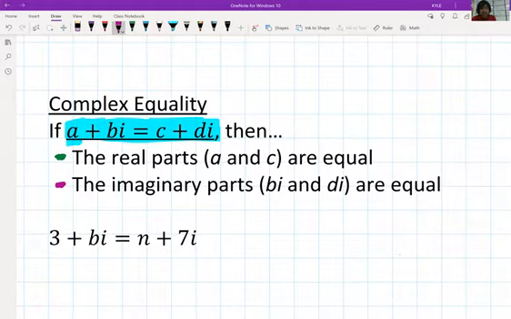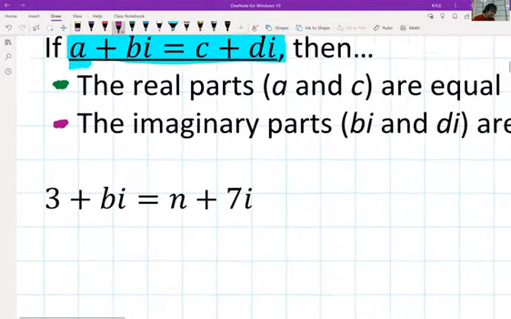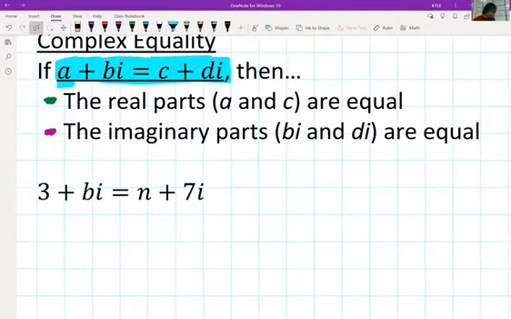So what does this mean? Basically, they just have to look exactly the same. 5 plus 4i equals 5 plus 4i. 8 minus 2i equals 8 minus 2i. So you're going to see some problems.